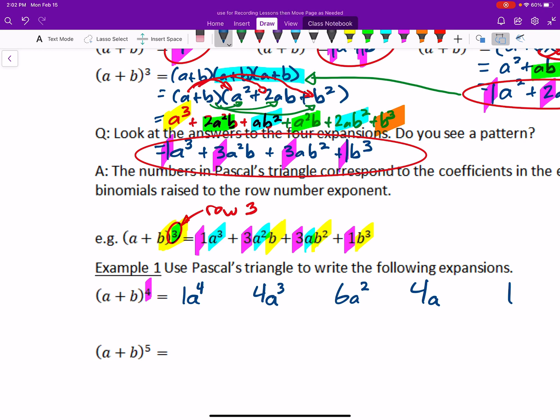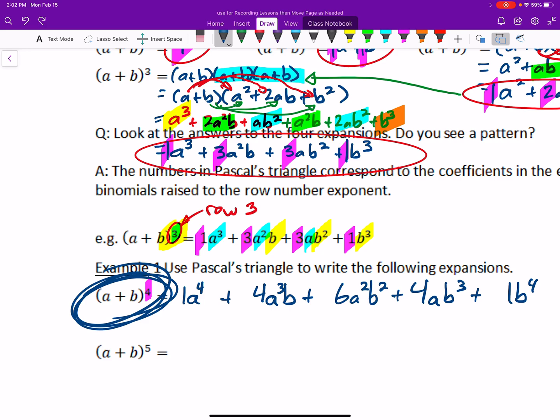So I can start with no b in my first term, then go b, b squared, b cubed, and then b to the 4, because I'm going up to 4 in this case. Put plus signs between each of them, and there is actually my expansion of a plus b to the 4. So I know what this is equal to without having to go through the extreme pain of having to expand out 4 different brackets, each with a plus b in them, and multiply them together.